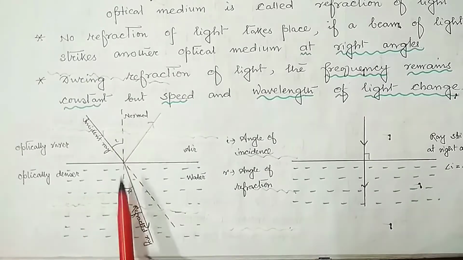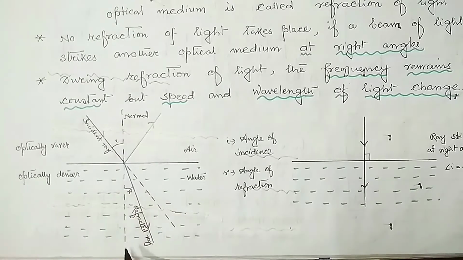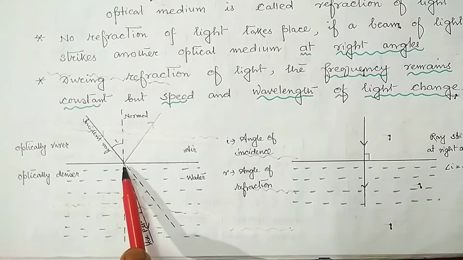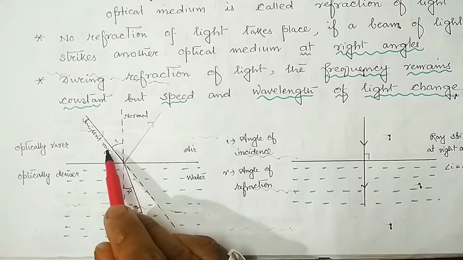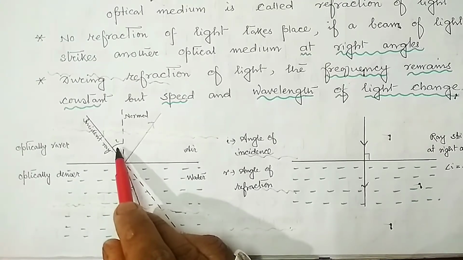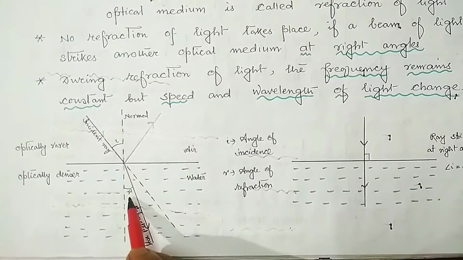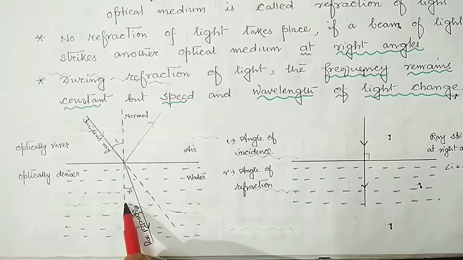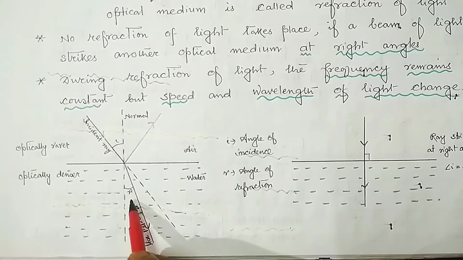If I draw one perpendicular here at the surface, then this line is called the normal and this point is called the point of incidence. The angle between the incident ray and the normal is called the angle of incidence, and the angle between the refracted ray and the normal is called the angle of refraction.